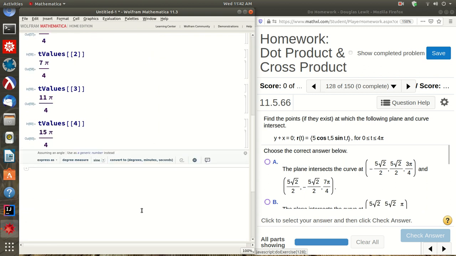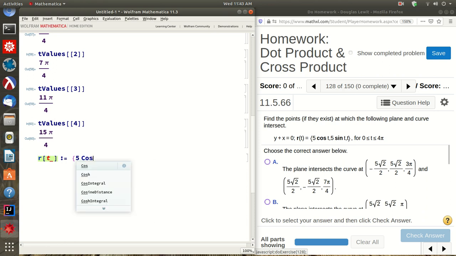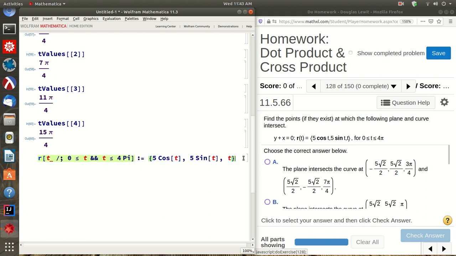which I haven't defined yet. I have to define R. So R of t is equal to 5 times cosine t, 5 times sine t, and t. And there's a restriction here. The restriction is that 0 is less than or equal to t, and the double ampersand means and t is less than or equal to 4 pi.